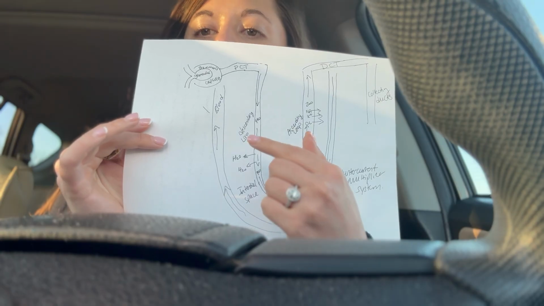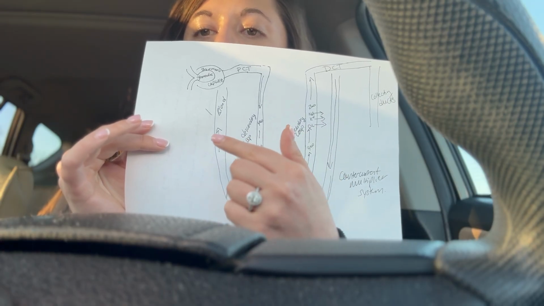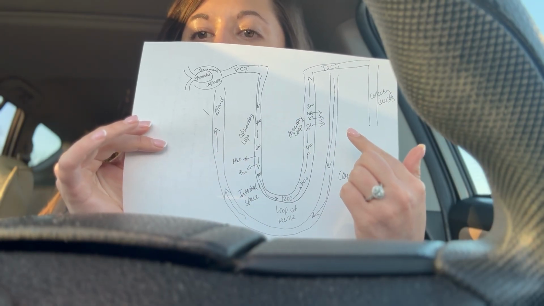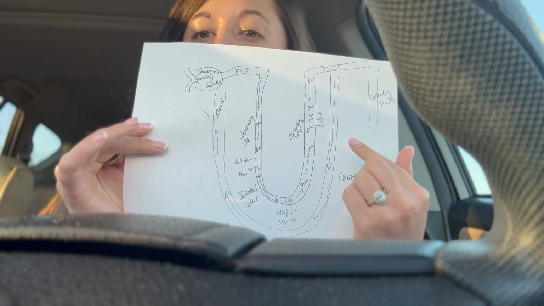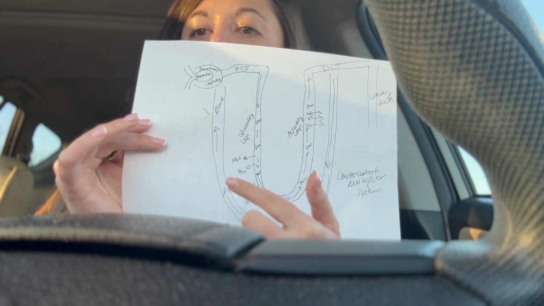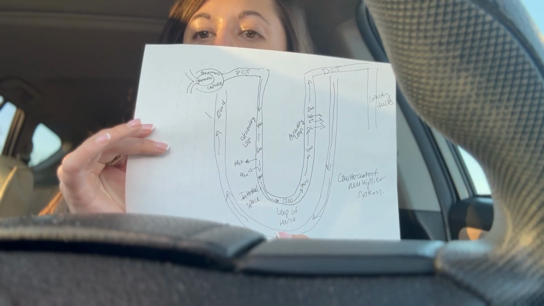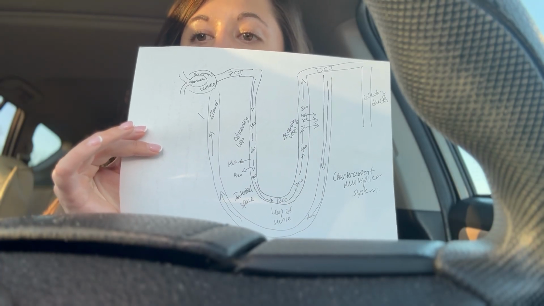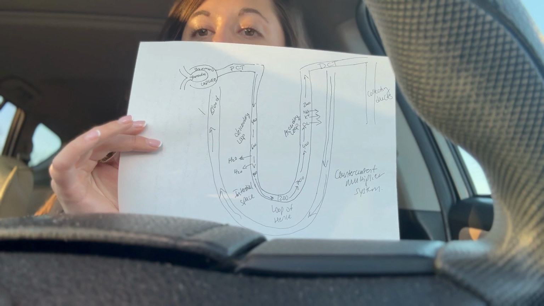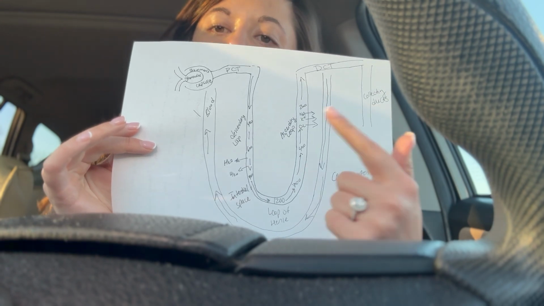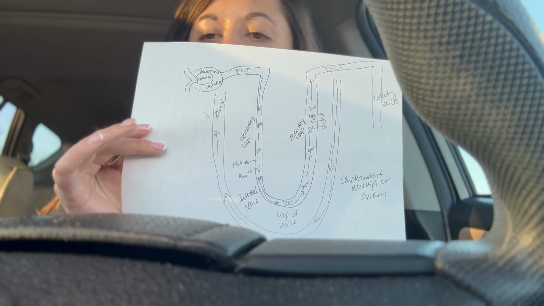Because most of the water and solutes are reabsorbed into your bloodstream, very little water gets excreted in your urine. And that's what makes your urine concentrated. And that's what allows your kidney to do that, this countercurrent multiplier system.